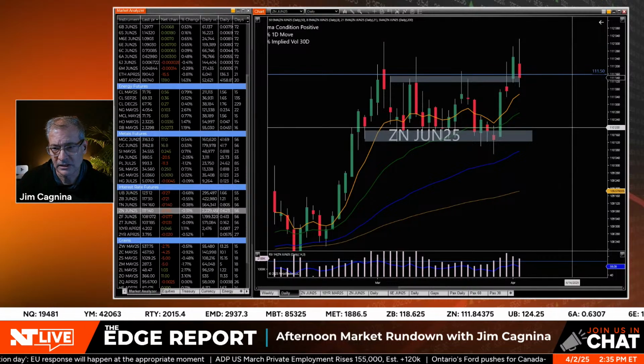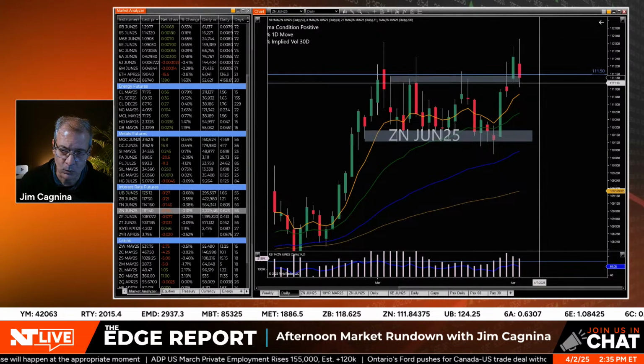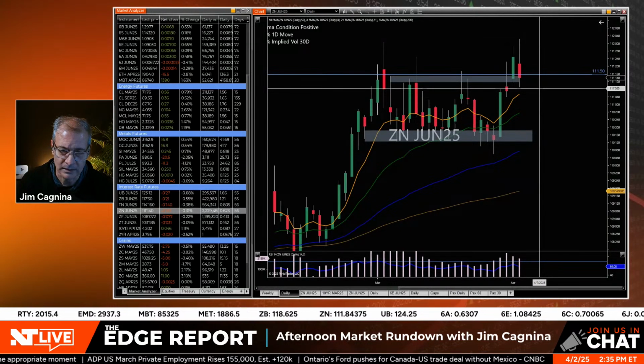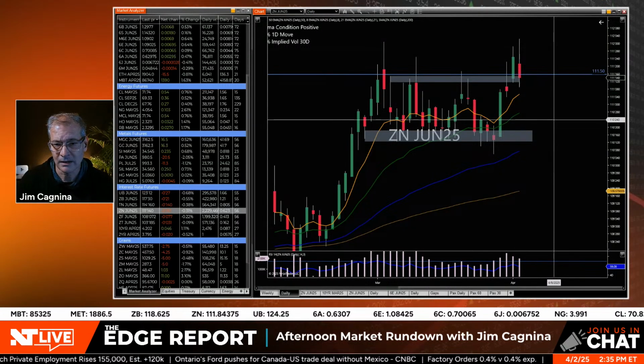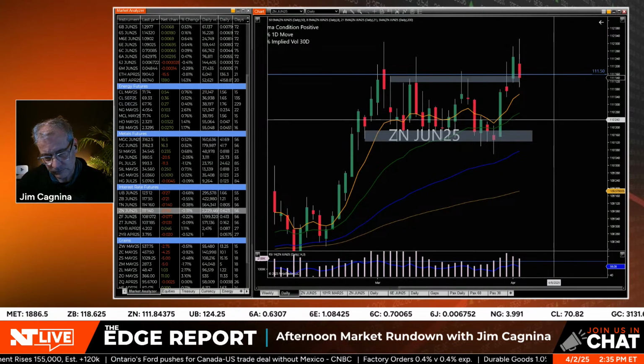So we'll see if this is almost wick to wick, an outside bar, if you want to define outside bars from a wick to wick point of view. So looking kind of bearish here in the 10-year notes.